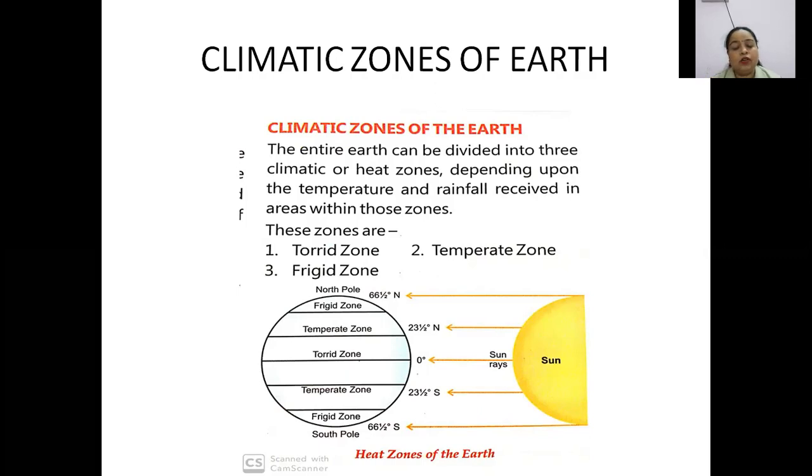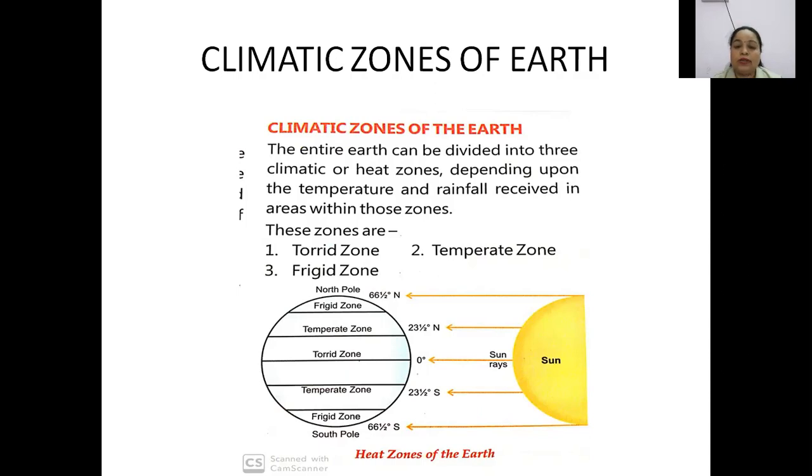The next is the torrid zone. Can you see the diagram over there? The sun rays are falling directly on 0°, and it goes from 23.5 degrees north to 23.5 degrees south. Can you see that? The zone between 23.5 degrees north and 23.5 degrees south, where the sun rays are direct, is very hot. That zone is called the torrid zone.